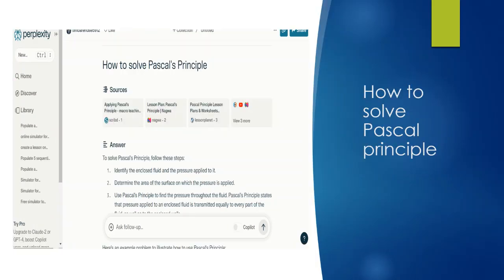And how to solve Pascal's principle? Again, Perplexity AI supplies us with resources. And then to solve Pascal's principle, follow these steps. Identify the enclosed fluid and the pressure applied to it. Determine the area of the surface on which the pressure is applied. Use Pascal's principle to find the pressure throughout the fluid.